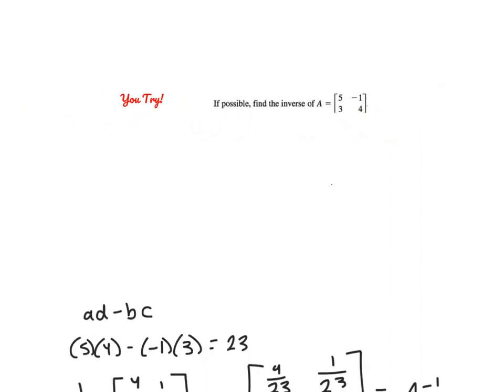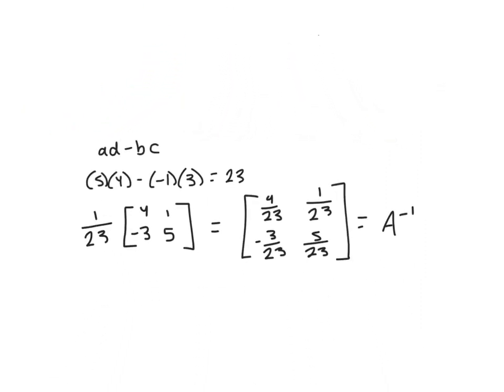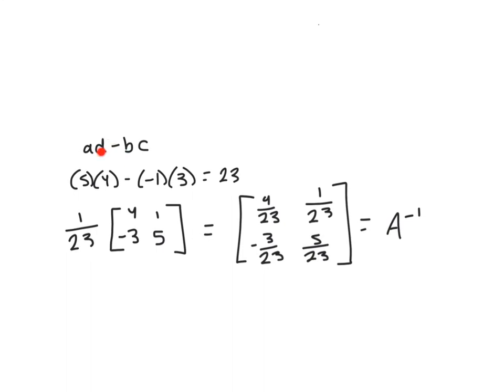Okay, let's check our work. We found the determinant, which in this case is 23. So we do 1 over 23 times the matrix 4, 1, negative 3, 5. These were swapped and these were made opposite. And you end up with 4/23, 1/23, negative 3/23, and 5/23, which is your inverse matrix.